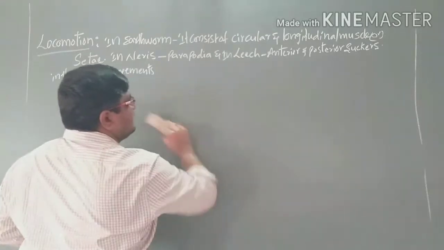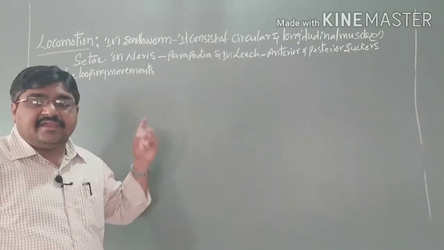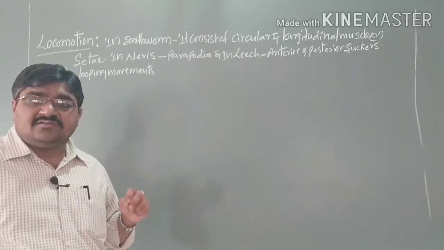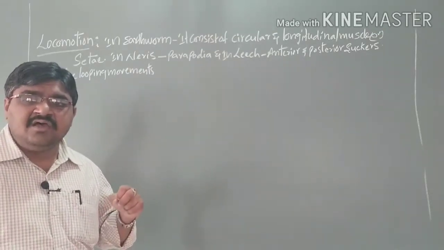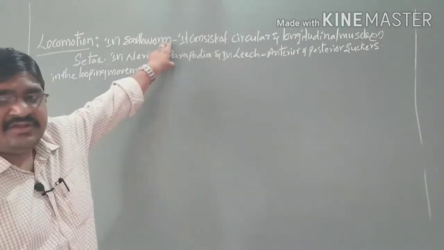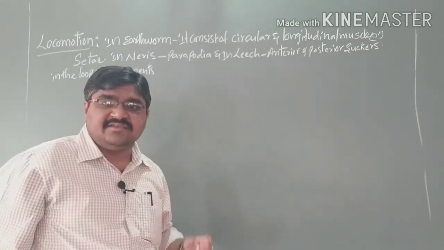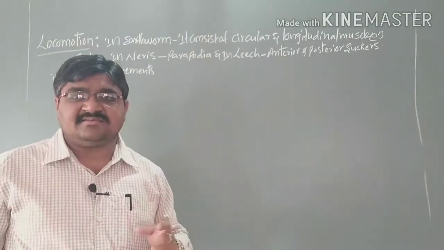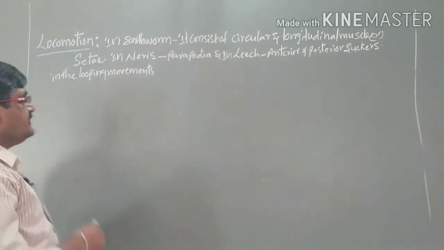So these are the various types of locomotor organelles present in the annelids: circular and longitudinal muscles in earthworm, also called the setae, and in Nereis numerous parapodia are present, with the help of which locomotion takes place. And in a leech the anterior and posterior suckers are the locomotory organelles.